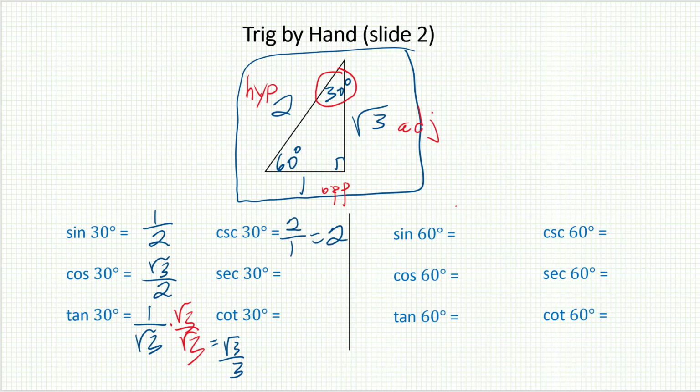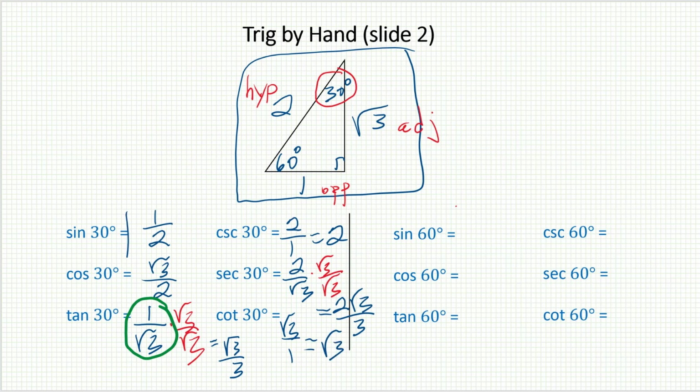Secant 30 would be 2 over root 3. That one needs to be rationalized. Final answer 2 root 3 over 3. And then cotangent 30, let's use the unrationalized version that we had before. When I flip that upside down, it's very easy. It's just root 3 over 1, which of course simplifies to square root of 3. So here are the 6 ratios that came out using 30 degrees and doing our work by hand.